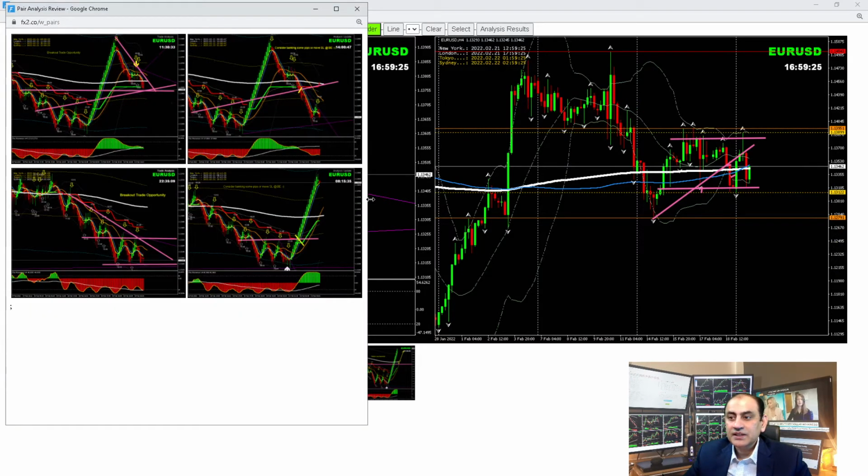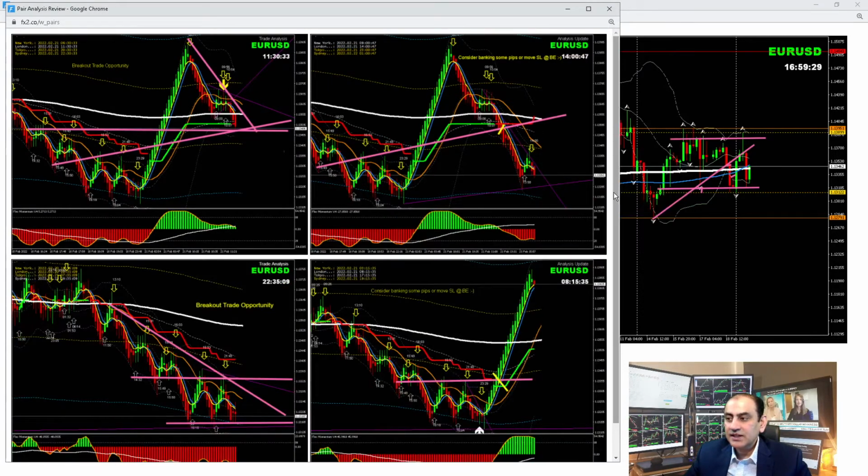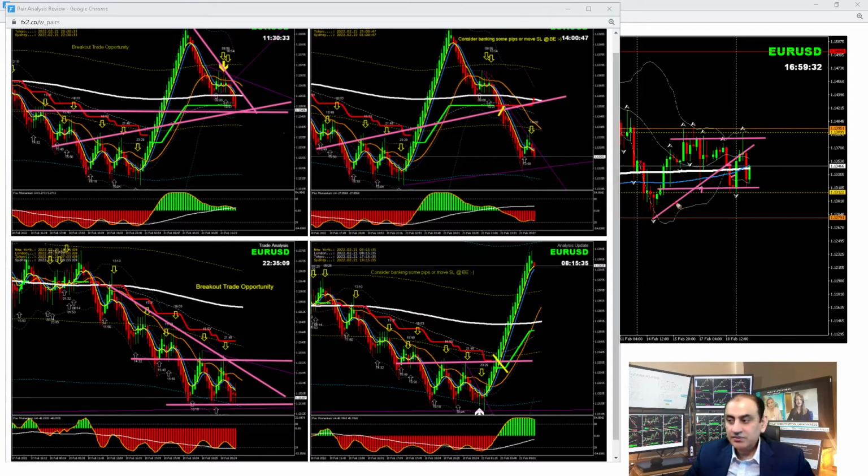If you look at Euro USD, as you can see here, the price was at the major support level in the 4-hour at this level. And here, the price developed a triple bottom in intraday. This was a pretty straightforward breakout long trade, and we banked beautiful pips.